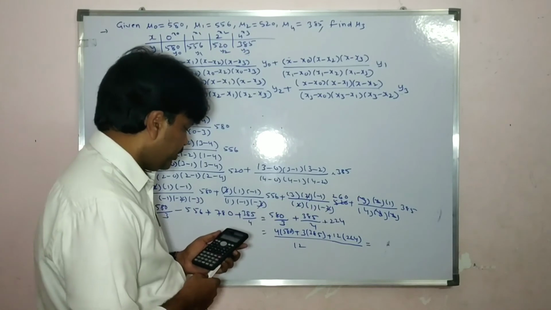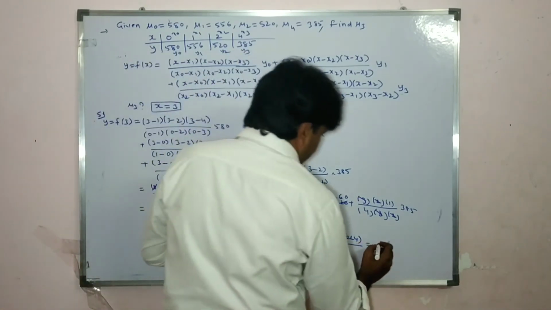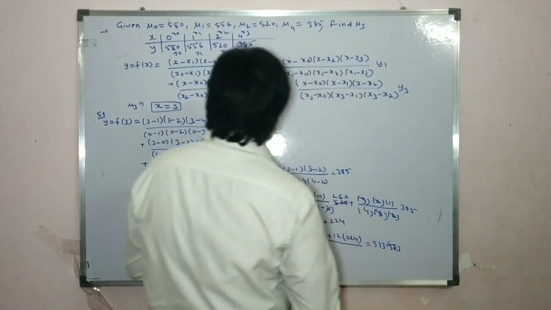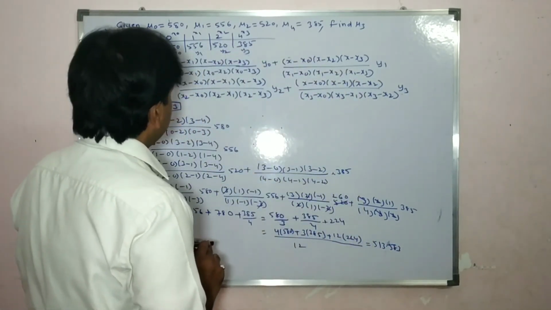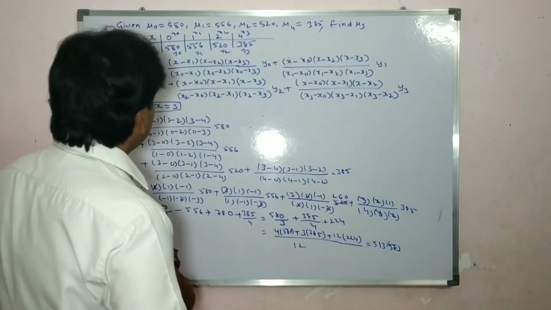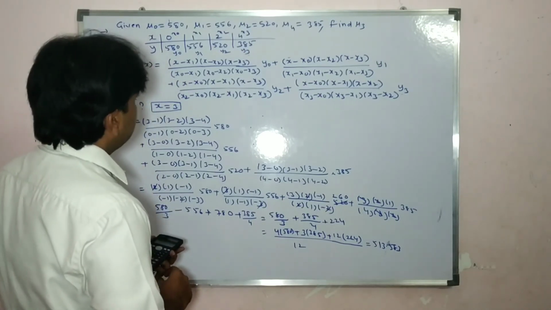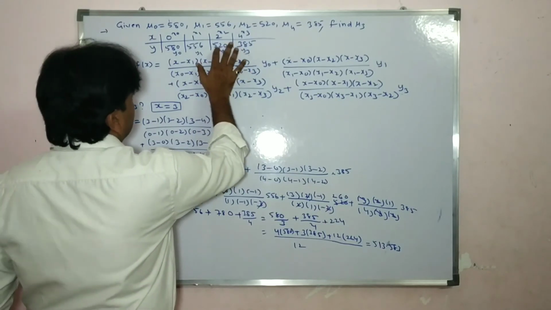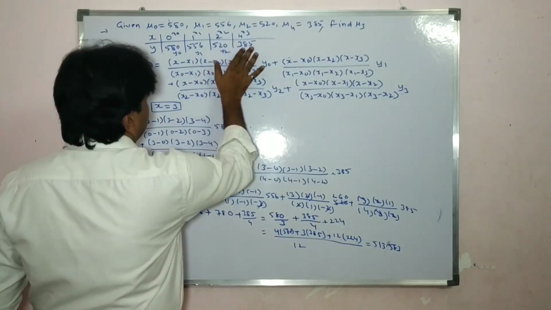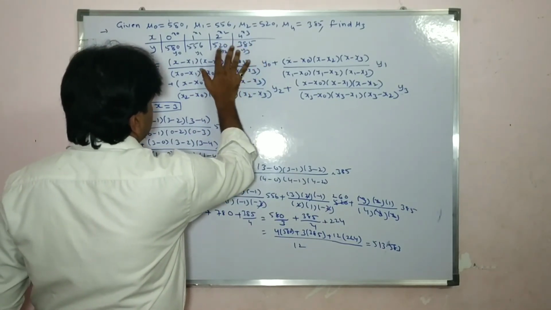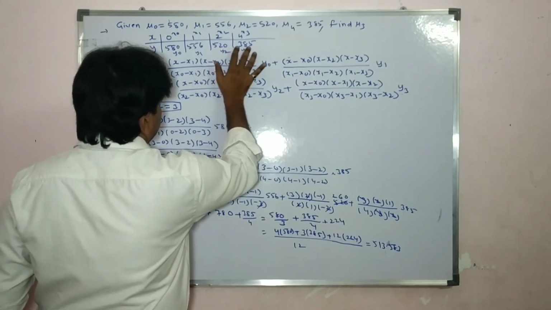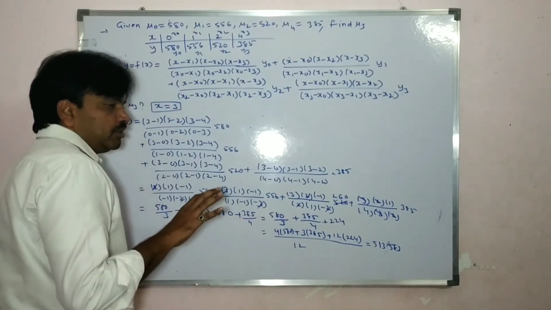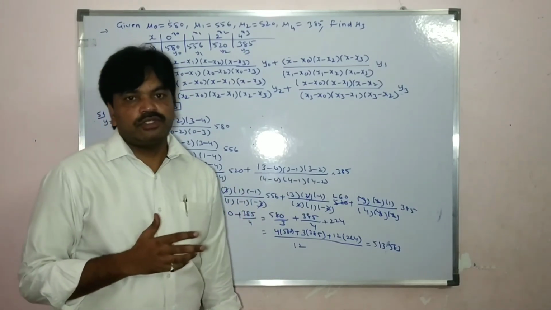We get 513.583. We can check here, mu 3. Okay students, mu 2 value is 520. It is decreasing to 385. That means the value lies between 520 and 385. So we get 513, students. So the value is approximately correct.